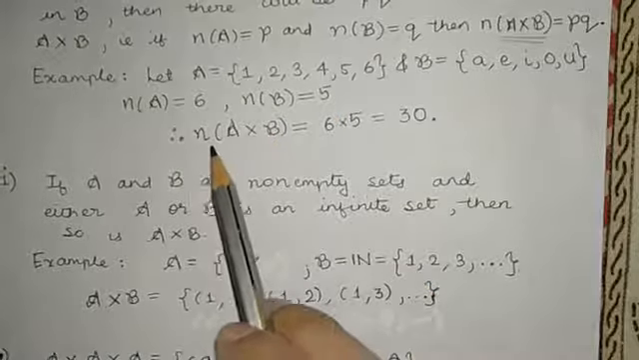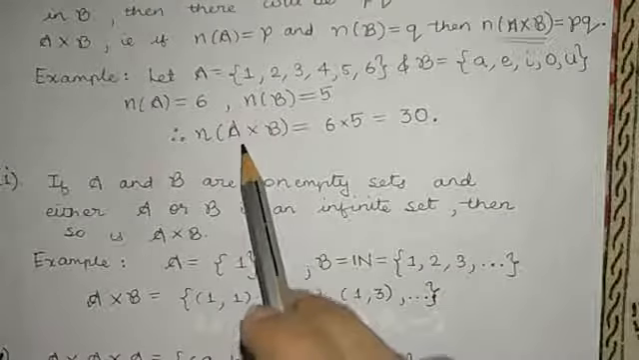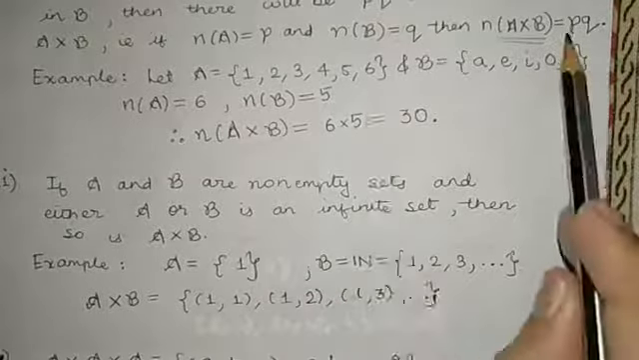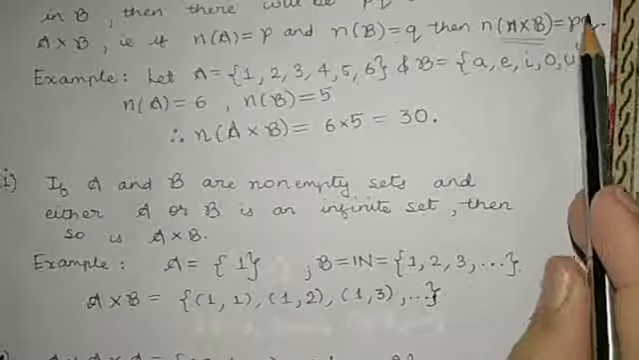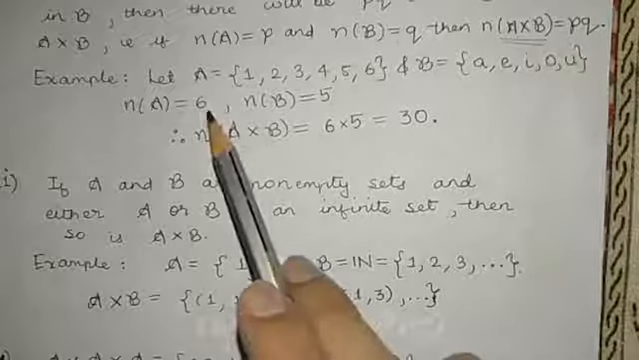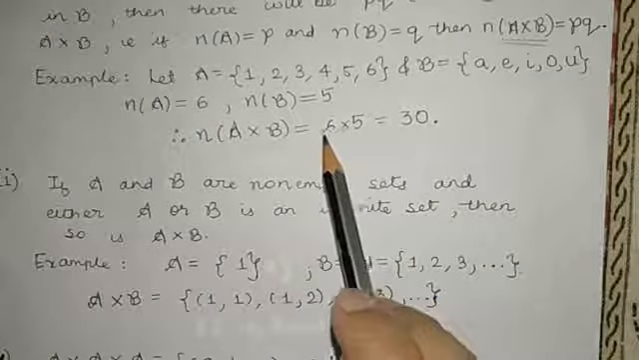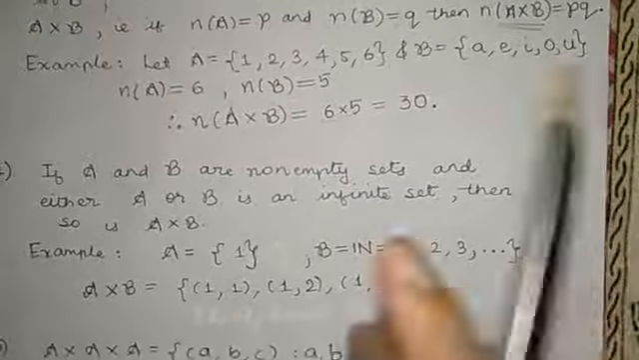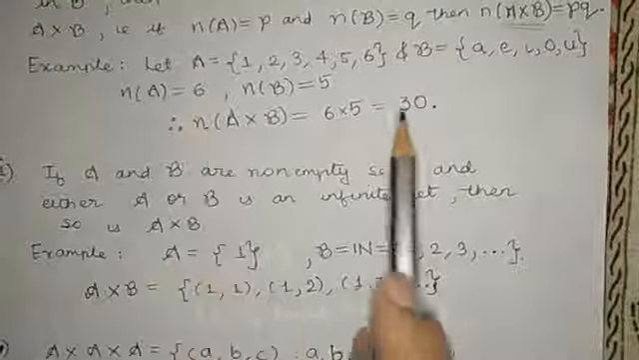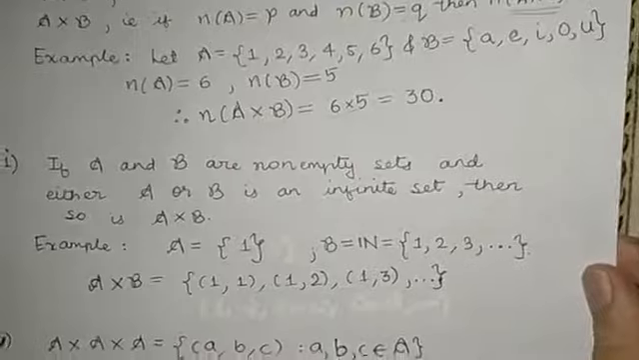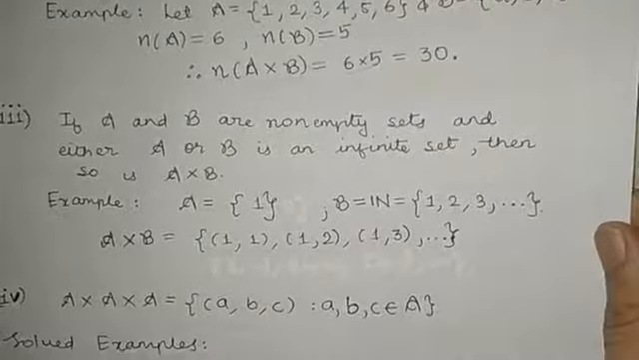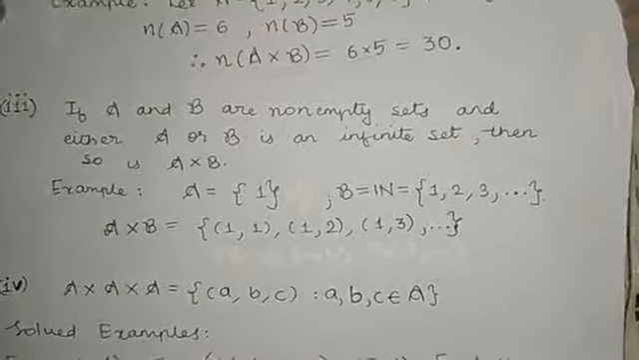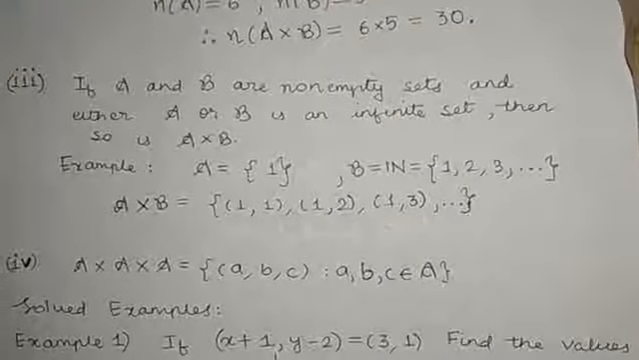Now therefore the number of elements in A cross B will be, by this remark, P multiplied by Q, that is 6 multiplied by 5, which is equal to 30. So the number of elements in A cross B will be equal to 30. Are you getting? So that was the second remark.